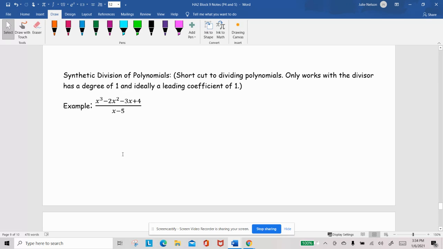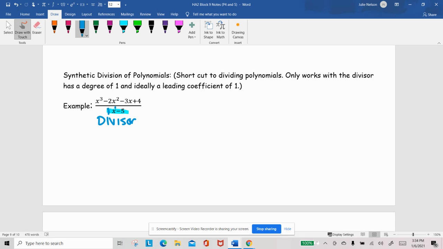Now, synthetic division ideally only works when the divisor has a degree of 1. So the divisor is what we are dividing by. In this case, our divisor is x minus 5 because we are dividing by x minus 5. And notice that it has a degree of 1. And ideally, you want a leading coefficient of 1.